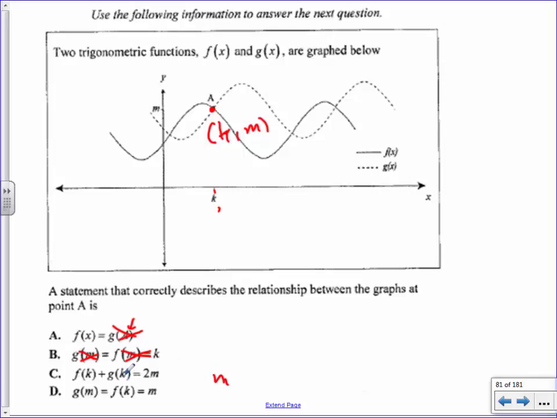What's G of K going to be? Actually, it's also going to be M. On the G graph, if you plug in K, it also gives you M. Is M plus M equal to 2M? Yeah.